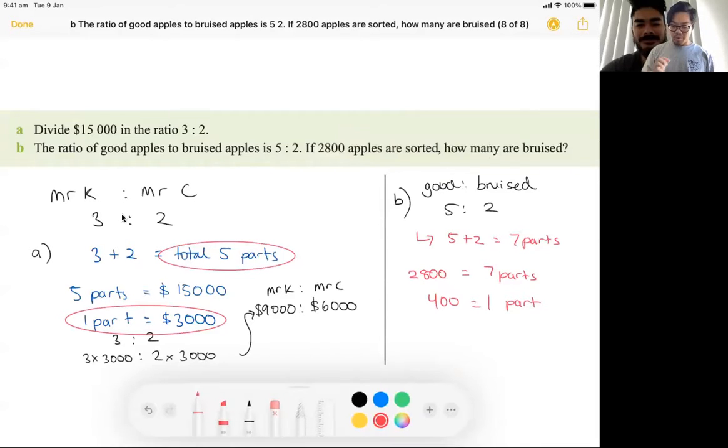Now, if there's 5 good, that means it's going to be 5 times 400 on this side. And then bruised is going to be 2 parts times the 400. And so here we can see that there's 2,000 that are good, and there's 800 that are bruised. I hope you noticed that 2,000 plus 800 is 2,800. So that means we've counted it correctly. And the question is, how many are bruised? So 800 are bruised.